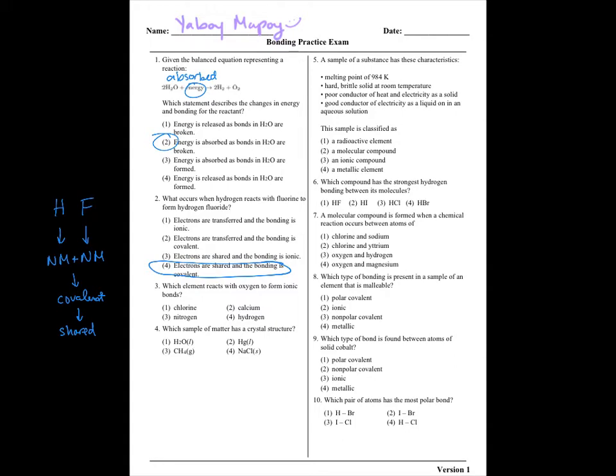Next, which element reacts with oxygen to form ionic bonds? On the other hand, we have ionic. So ionic is based on metal and a nonmetal. Here we have oxygen. Oxygen is a nonmetal. So we're looking for any of these elements to be a metal. So chlorine is not, calcium is, while nitrogen and hydrogen are not. So that's choice 2. Number 4, which sample of matter has a crystal structure?